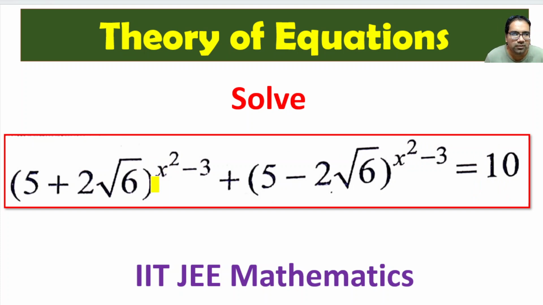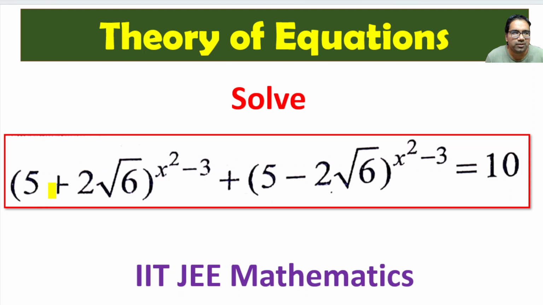Now we can see some similarity here. Here also x square minus 3, here also x square minus 3. Another similarity is 5 plus 2 root 6 and 5 minus 2 root 6. These are conjugates. That means their product is a rational number. So one of them we can actually express in terms of the other. 5 plus 2 root 6 into 5 minus 2 root 6 is a rational number.